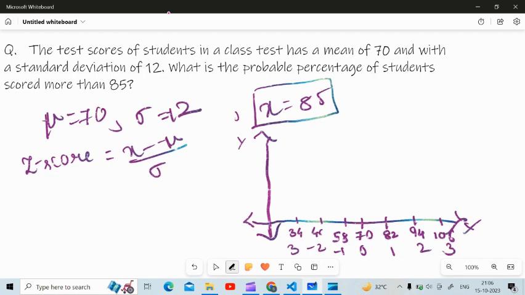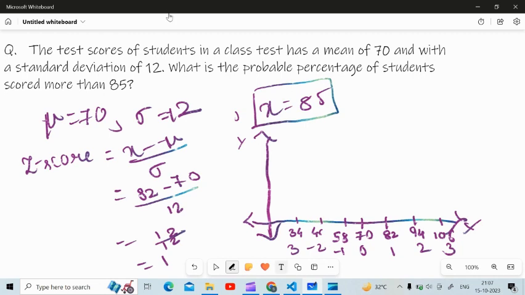Let's try it once. First let's take the value as 82. My x value is 82, my mean is 70, and my standard deviation is 12. So based on that you will be getting 12 over 12, so you will be getting 1. It's nothing but one standard deviation away from the mean, right? And take the other value, 94, and check it. You will be getting this value. This is how the standard normal distribution is constructed. Based on that you will be getting a plot, right?